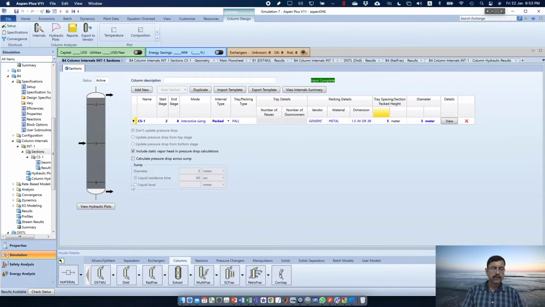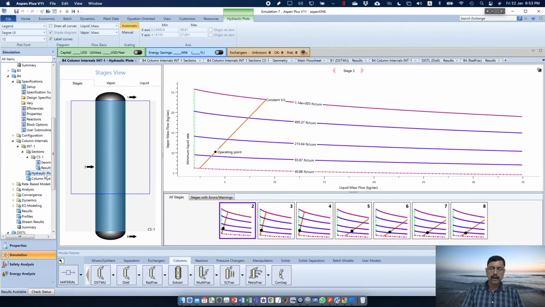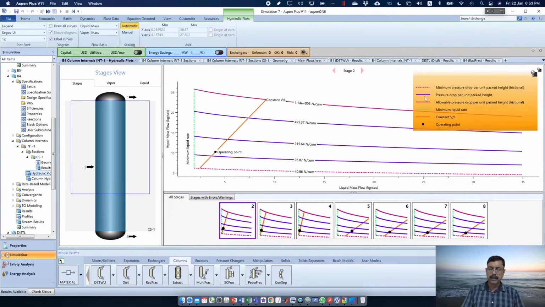Let us go back to see the hydraulic plot. Yes, so the operating point is within the limit. So this is the minimum liquid rate and here it is minimum pressure drop per unit packed height, the dotted line. So it is way above the minimum pressure drop. And this line is allowable pressure drop per unit packed height. So it is way below that.